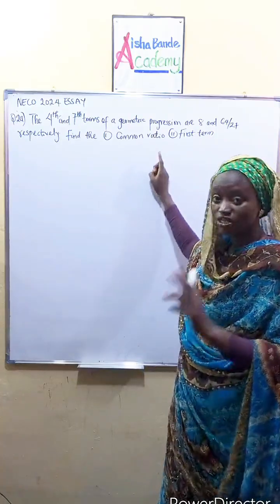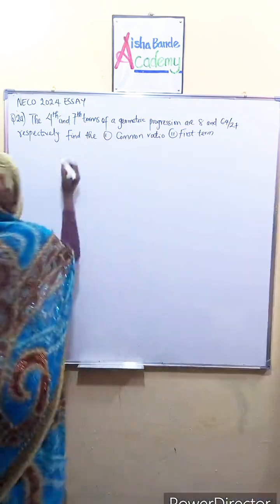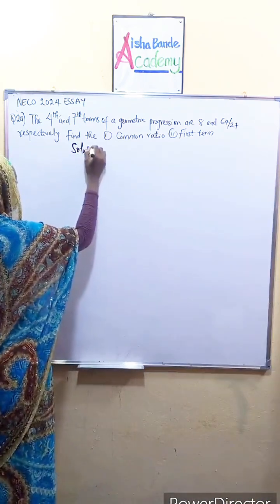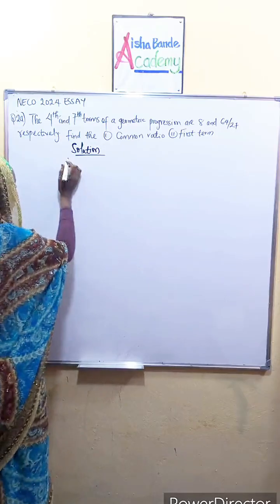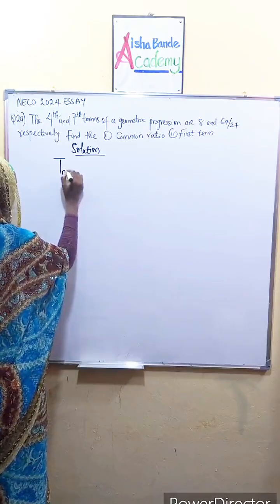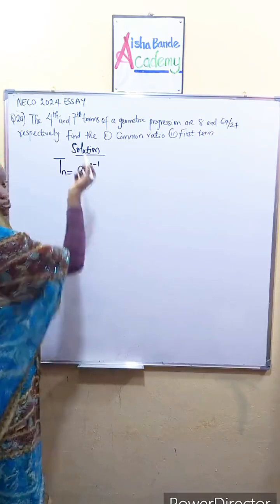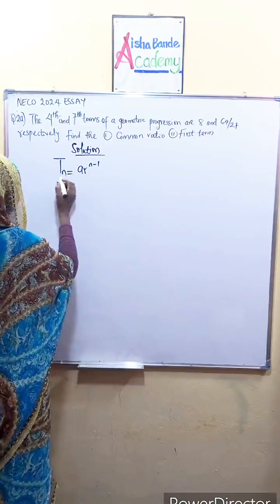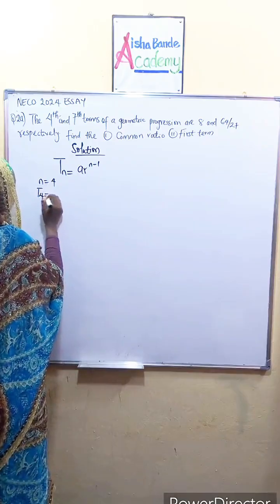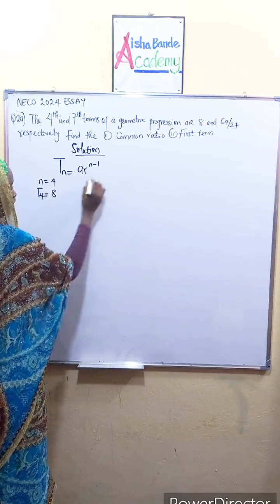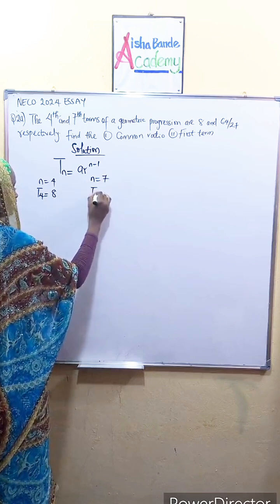So the first thing we need to note is the nth term of a geometric progression, the formula of which is given as Tn equals ar raised to the power of n minus 1. Now interpreting the question that has been provided, it says that the fourth term, that means n equals 4, for the fourth term, that is T4, we have the value to be 8. And also for the seventh term, when n equals 7, the seventh term is equal to 64 over 27. So all we need to do now is to substitute these values into this formula.